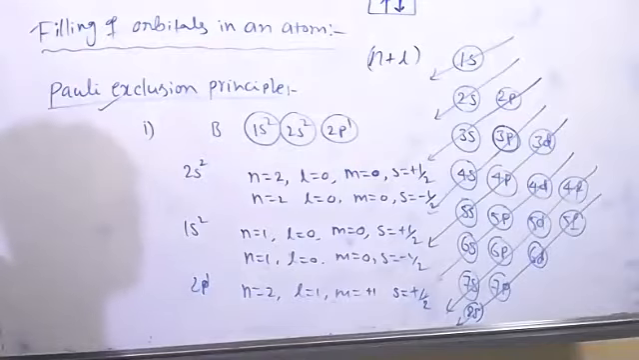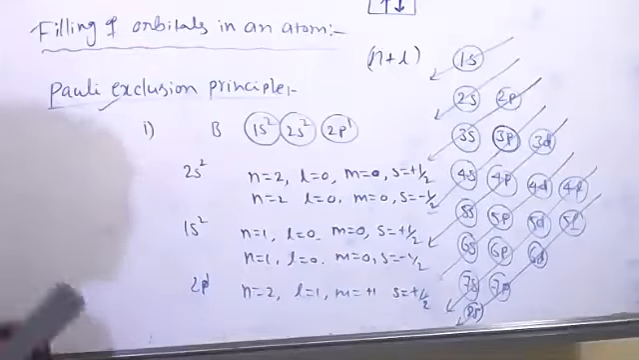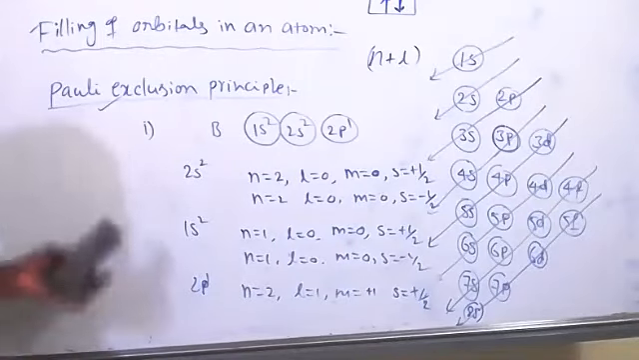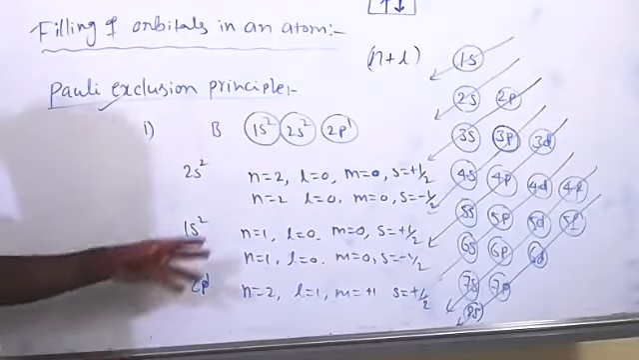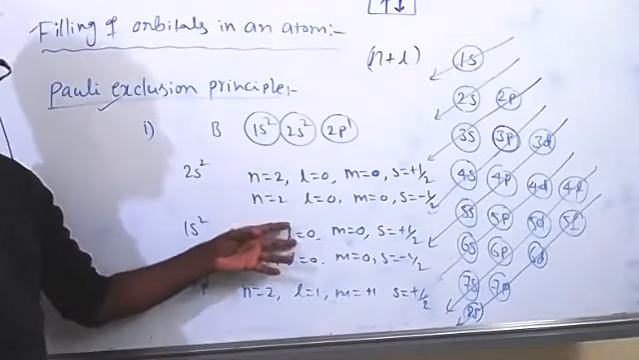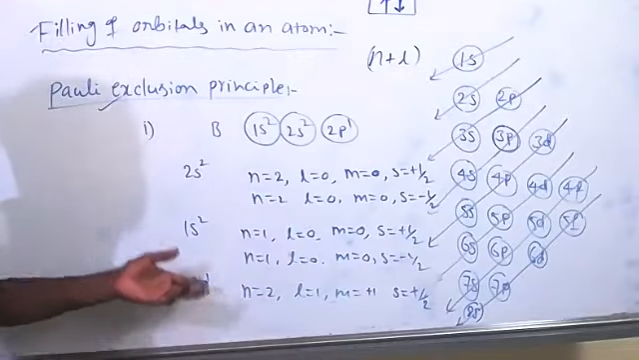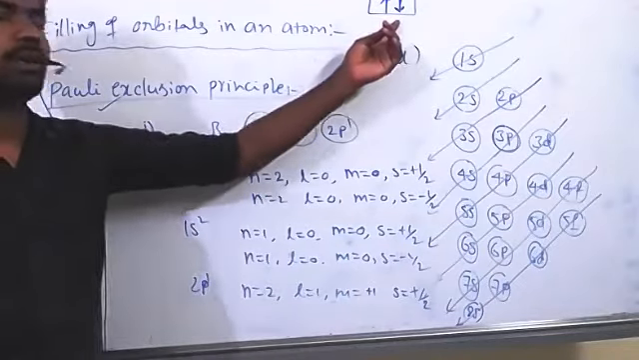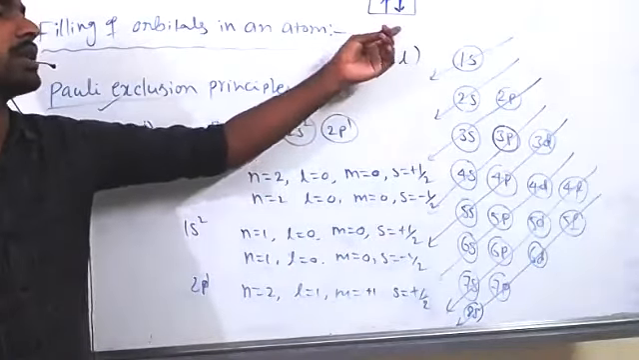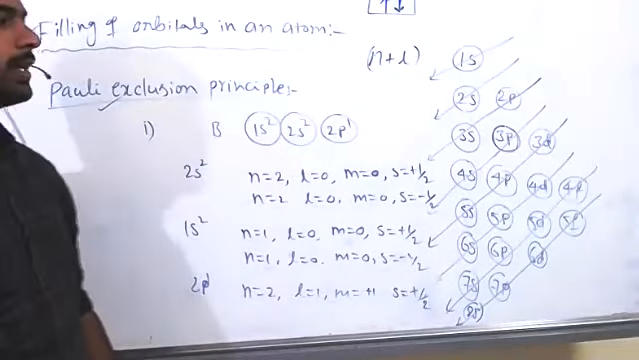Second one, Hund's rule. According to Hund's rule, electrons first half-fill the orbitals, then only addition of electrons takes place. Pauli's exclusion principle: no two electrons in an atom have the same quantum numbers. Another definition, in each orbital only two electrons can be accommodated, and the two electrons also maintain opposite spin.